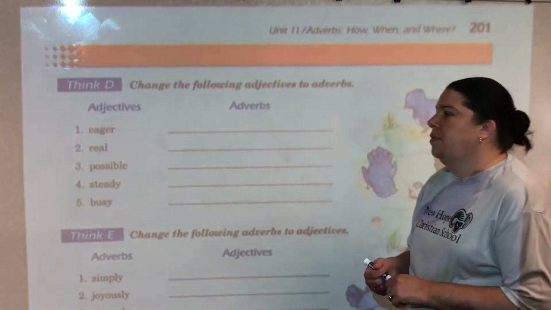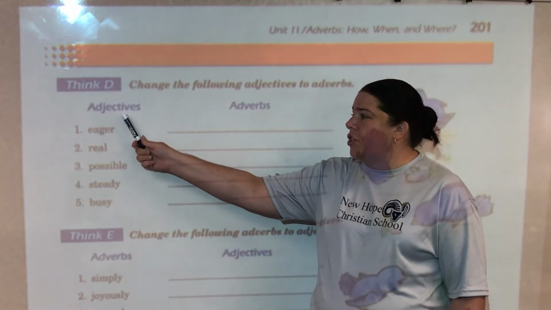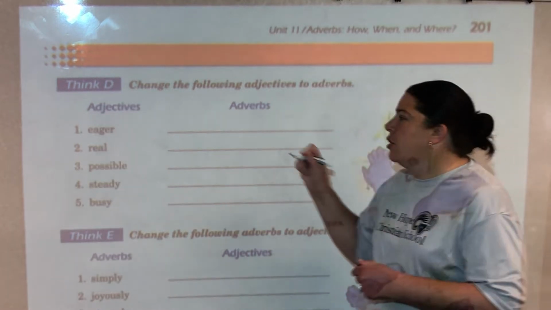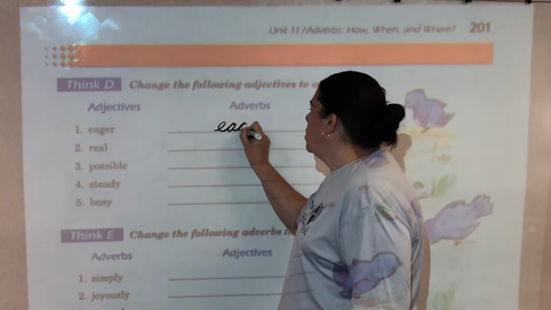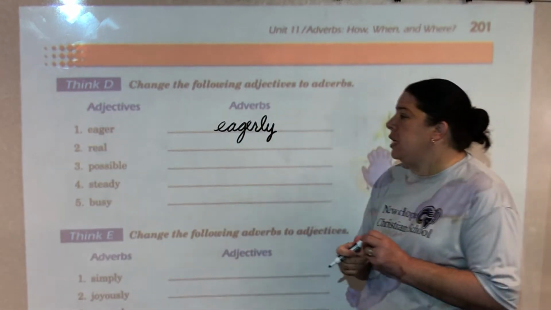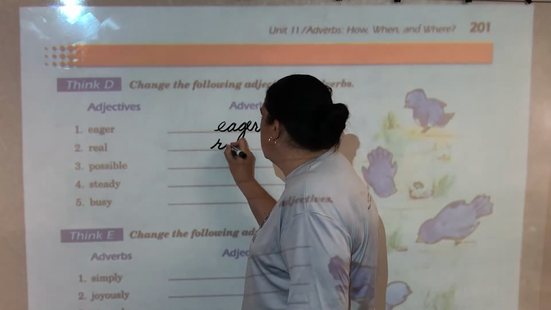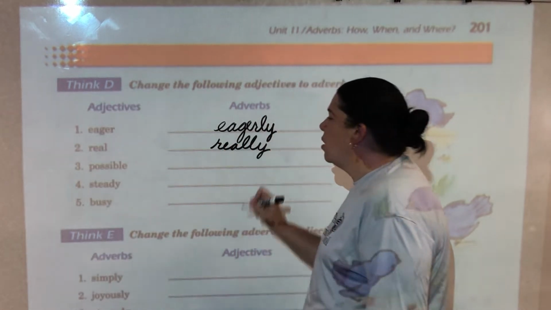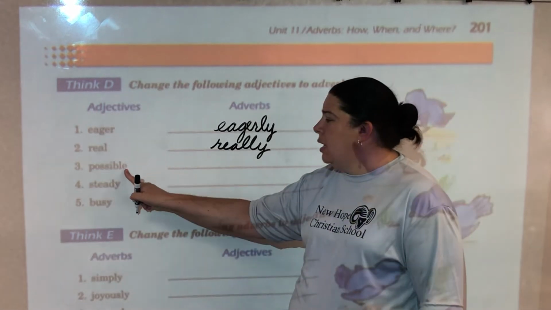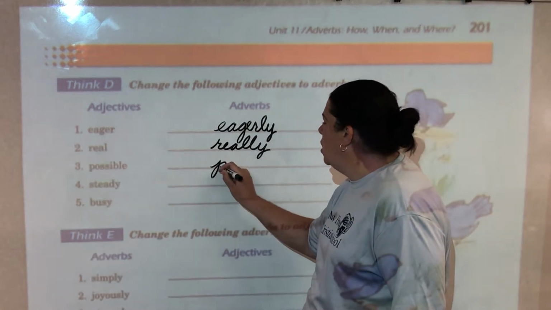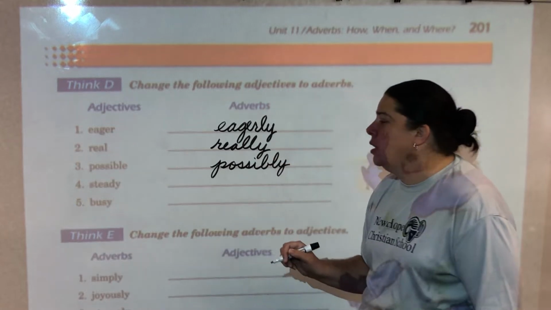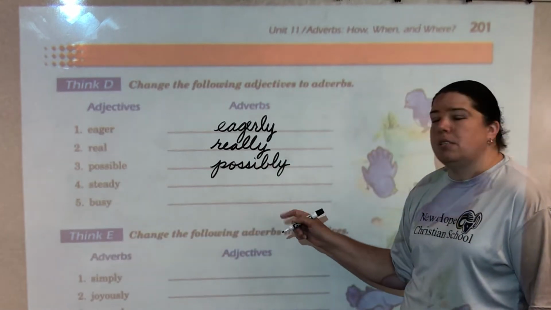Number one, they're asking us to change adjectives to adverbs. We change eager to eagerly. We have real to really. Possible to possibly. Now, we need to change this E because it's ending with an E. P-O-S-S-I-B-L-Y. Possibly.